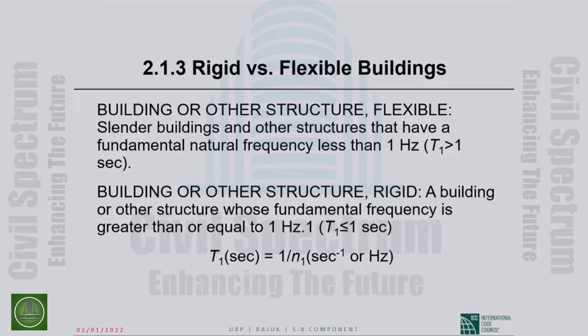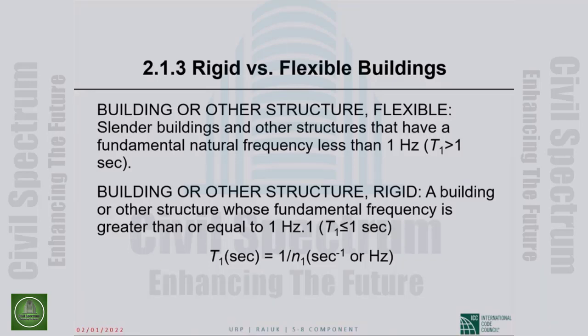A structure, except for very simple ones like a one-story rigid box, has not just one period but multiple periods. We talk about modes of vibration, that is fundamental mode, second mode, third mode, etc. So when we are defining rigid versus flexible buildings, we use the period of the first mode, the fundamental mode. This is why you see T sub 1.